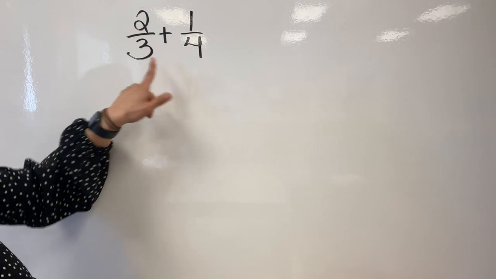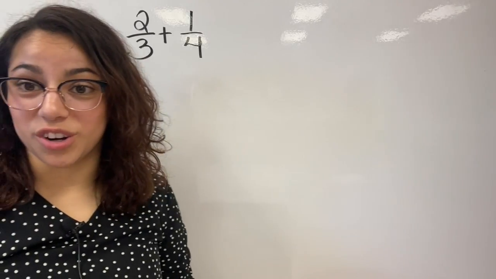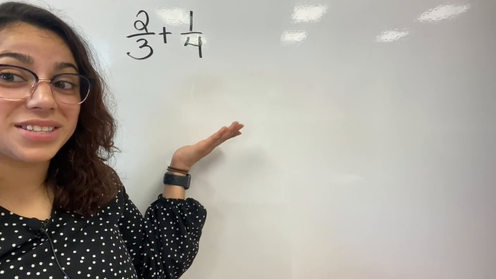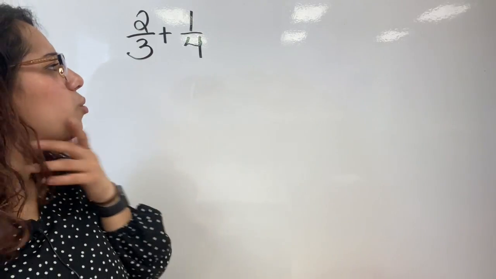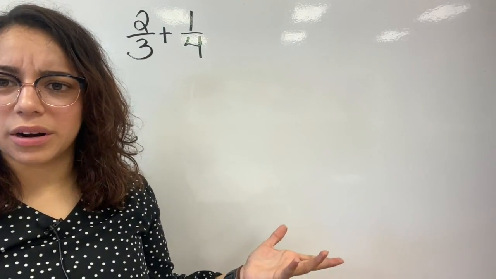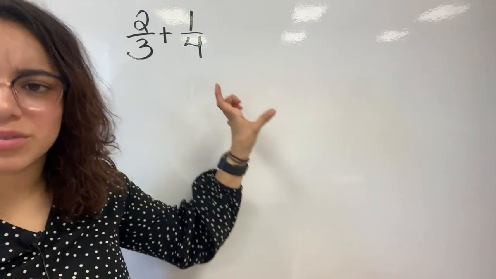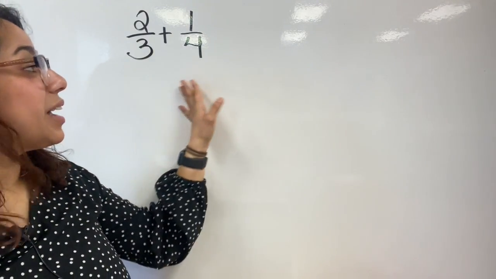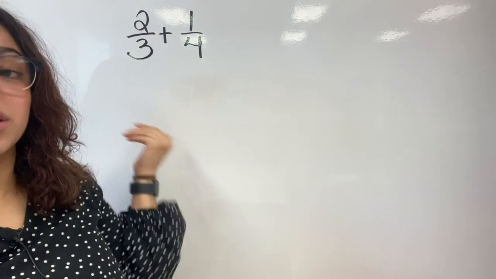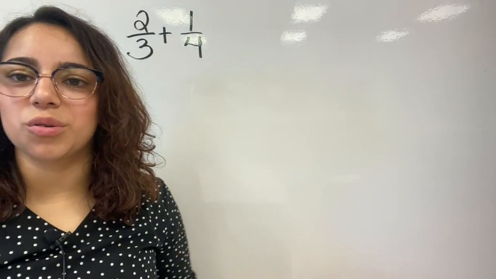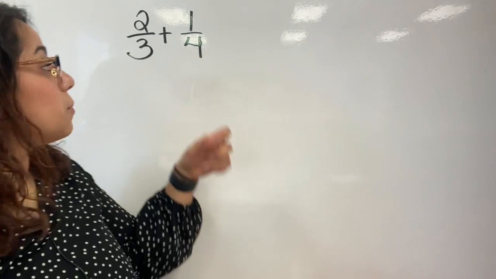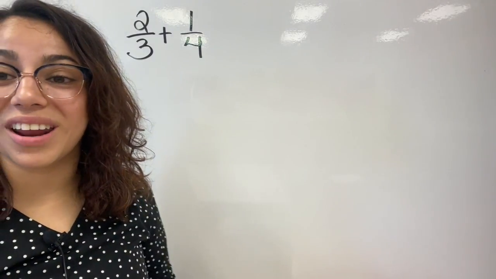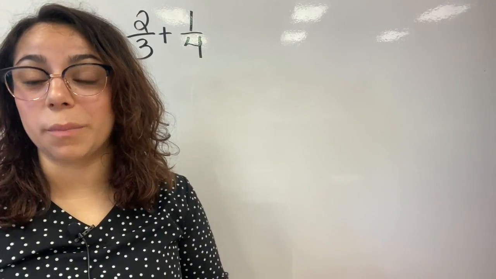Here we have two fractions. Aquí tenemos dos fracciones. Now, our bottom number is not the same. El denominador no es igual. So we have to find a number that we can change these fractions to, so that way we can have a common denominator and we can do the problem. Tenemos que encontrar una manera de cambiar estos números para que podamos convertir el denominador en números iguales, para que podamos agregar y encontrar la diferencia de los números.